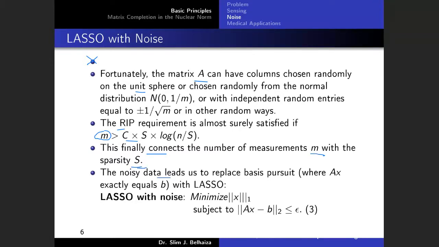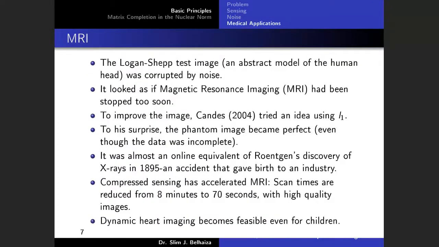And the noise leads us to replace basis pursuit, where Ax exactly equals b, with lasso. So in fact, the lasso with noise is to minimize the L1 norm of x under the condition that the norm 2 of Ax minus b is less than epsilon. So we're trying to minimize the noise. Okay? So let's see an application.